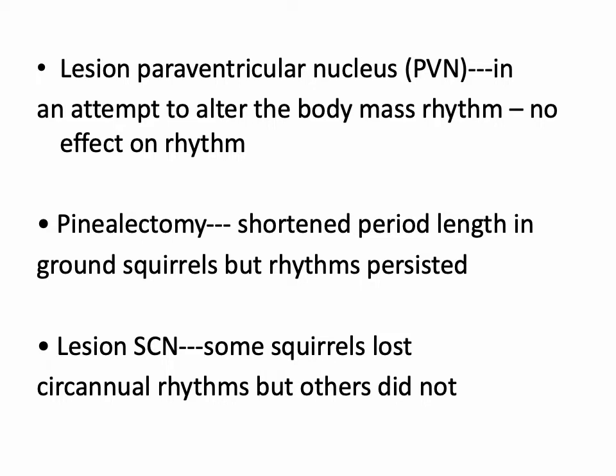And so, scientists lesioned the paraventricular nucleus, the PVN, in an attempt to alter the body mass rhythm, and that had no effect. Pinealectomy, taking out the pineal gland, shortened period length in ground squirrels. So they showed a more rapid circannual rhythm, much less than 12 months, but the rhythm still persisted. They lesioned the SCN. Maybe if it's done the circadian stuff and it's linked, maybe that's also where the circannual rhythm is. Some squirrels lost circannual rhythms, but others did not. Others whose SCN was completely gone still maintained a circannual rhythm.